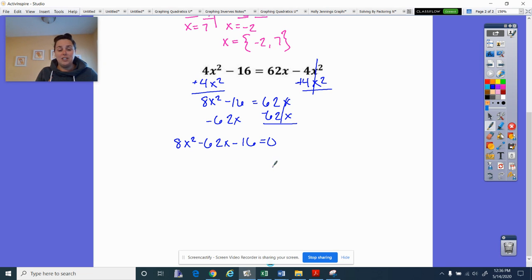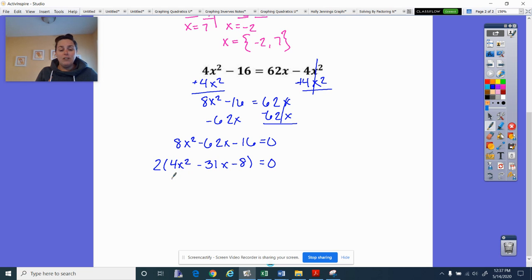Now we need to factor. So our factoring progression always starts with, do I have a GCF? And in this case, I do have a GCF. My GCF is a 2, so I'm going to factor out a 2. So I have 4x squared minus 31x minus 8 equals 0. And I just divided each of these original numbers by 2 to get the inside. Now remember, this 2 means nothing to me. Absolutely nothing to me. So from here, now we just only factor what's inside.